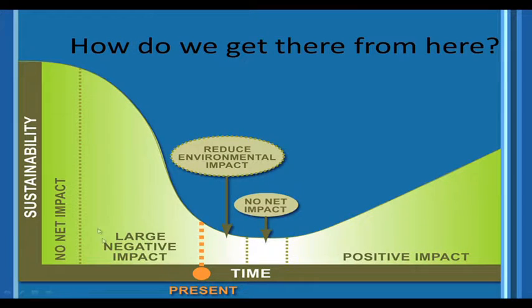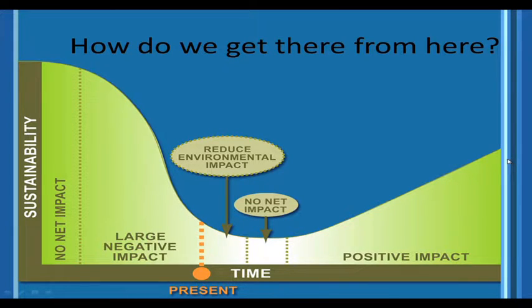So we are somewhere in this situation where things have started moving a little bit, and then we will go towards no net impact. We are trying to reduce the environmental impact, then there is no net impact, and then finally we want to have a positive impact on society.